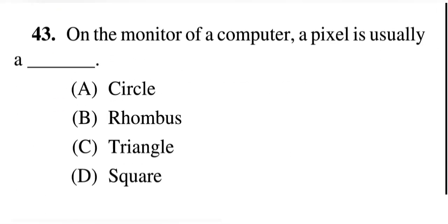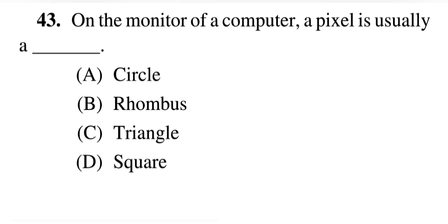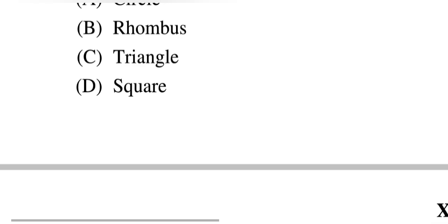Number 43, it says, on the monitor of a computer, a pixel is usually a what? Circle, rhombus, triangle, square. Correct answer will be, on the monitor of a computer, a pixel is usually D, square. It is square.